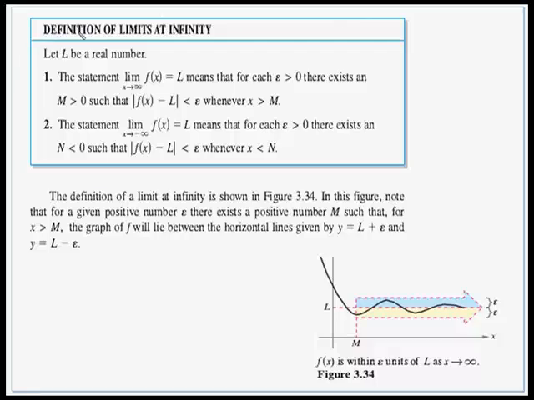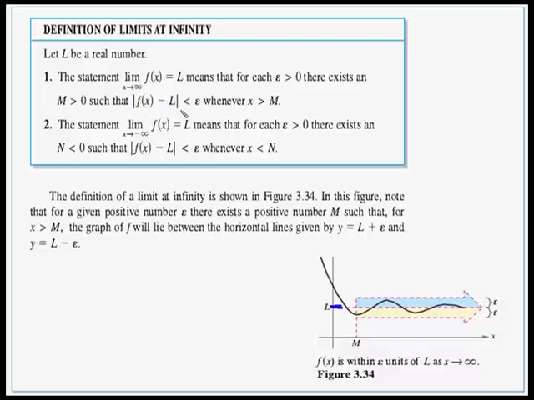And here it says definition of limits at infinity. Let L be some real number, and graphically that's a line on our y-axis. The statement, the limit as x approaches infinity of f of x is equal to this number L, means that for each epsilon greater than 0, there exists an M greater than 0.